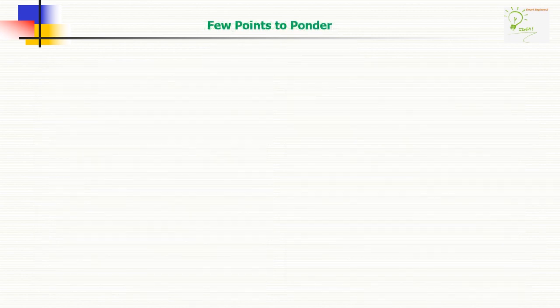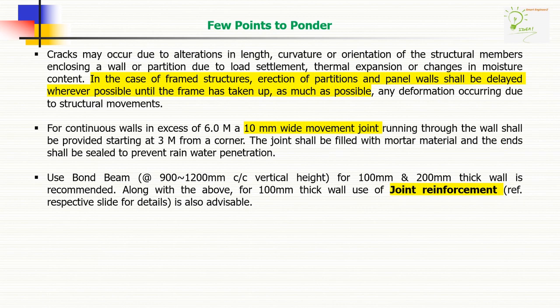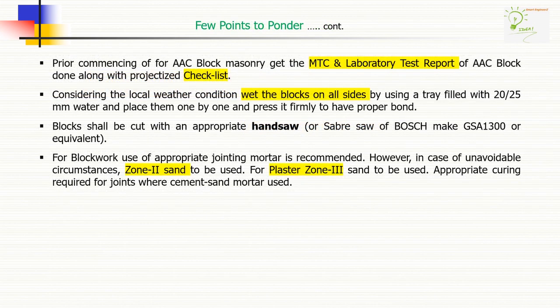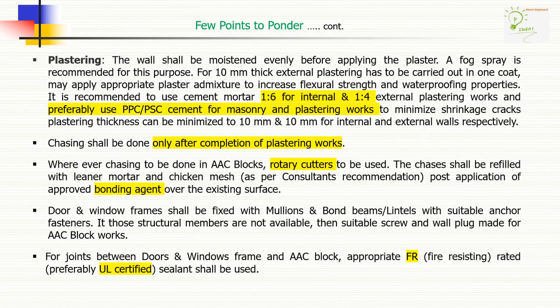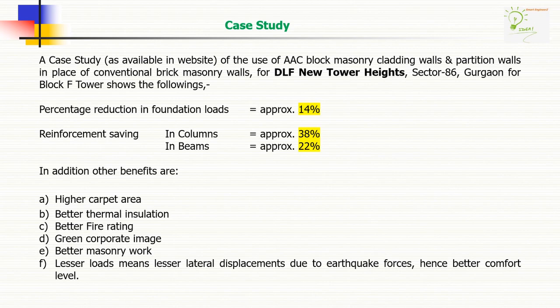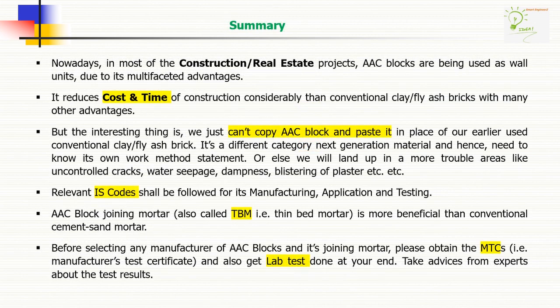Few points to ponder. Case study. A case study of the use of AAC block masonry cladding walls and partition walls in place of conventional brick masonry walls for DLF new tower heights shows the following. And now, last but not the least, the summary.